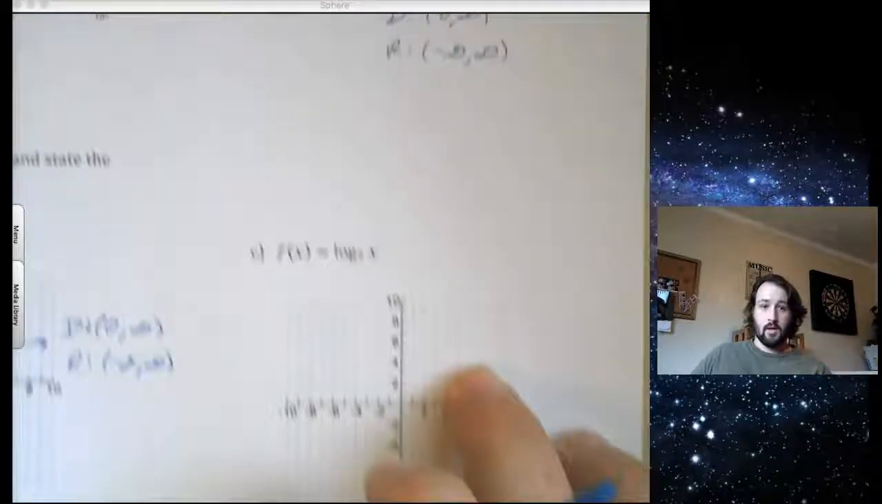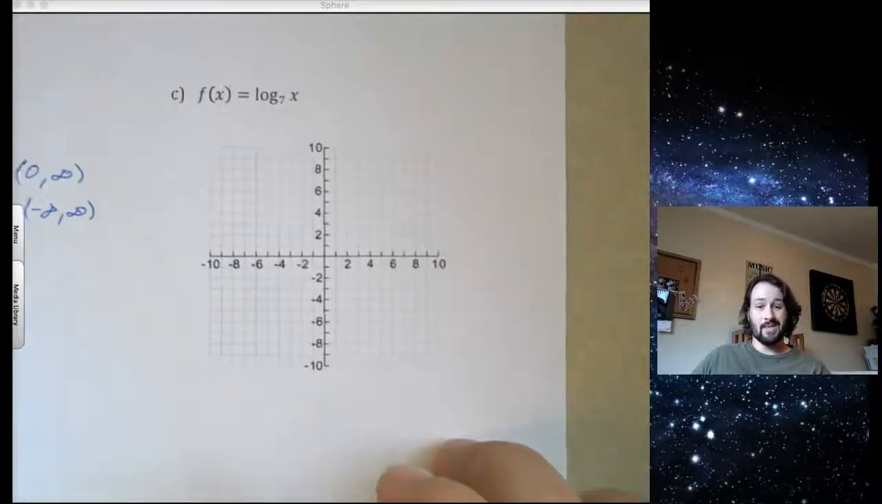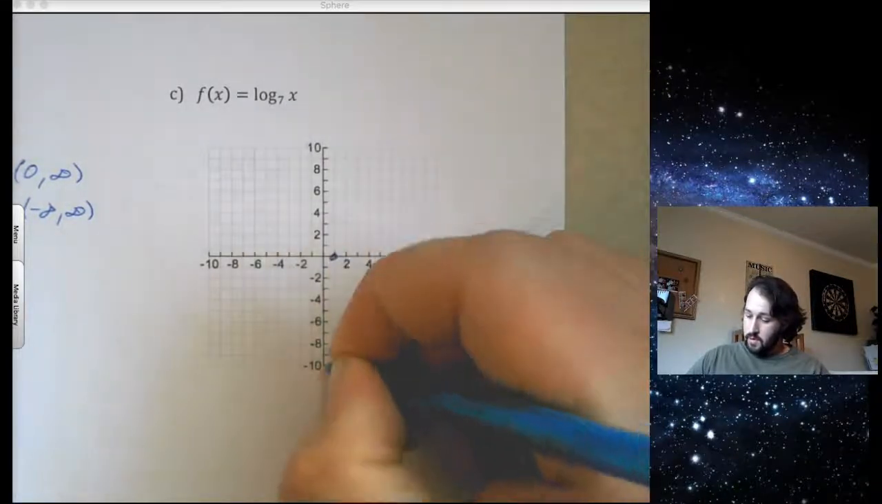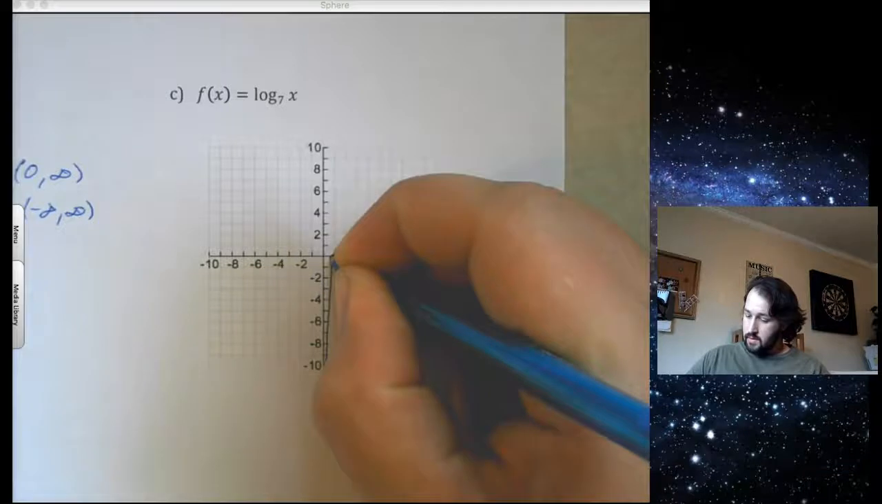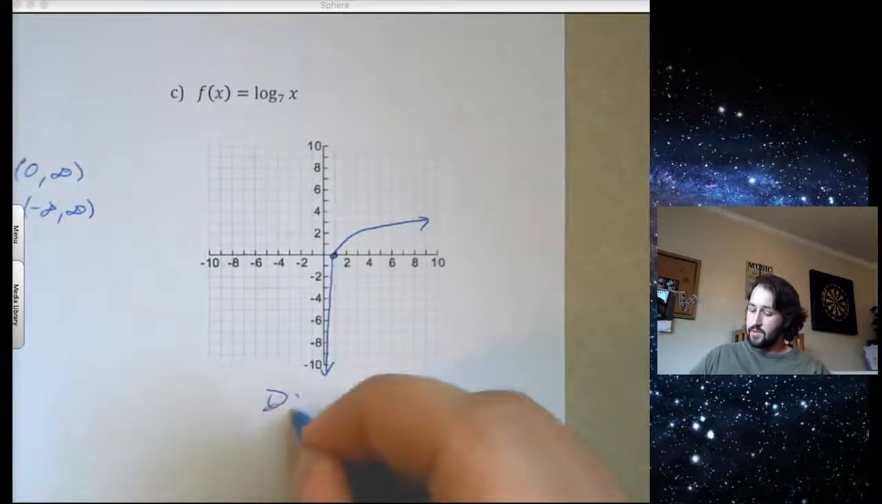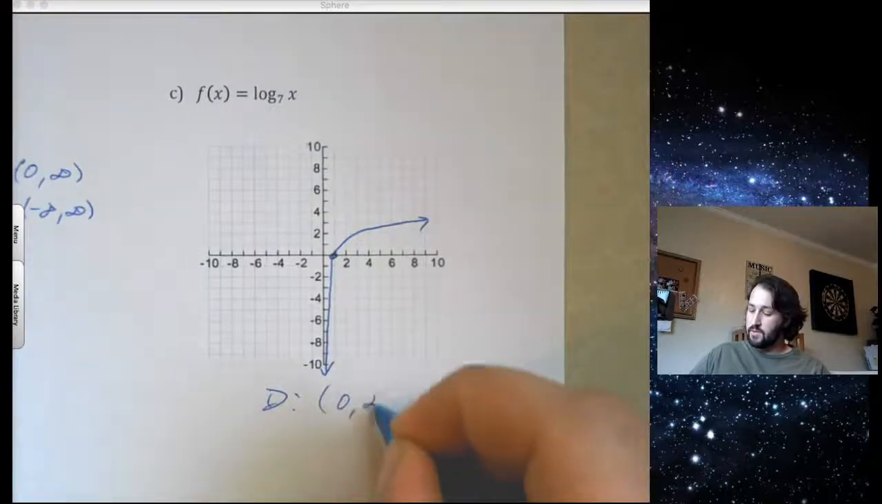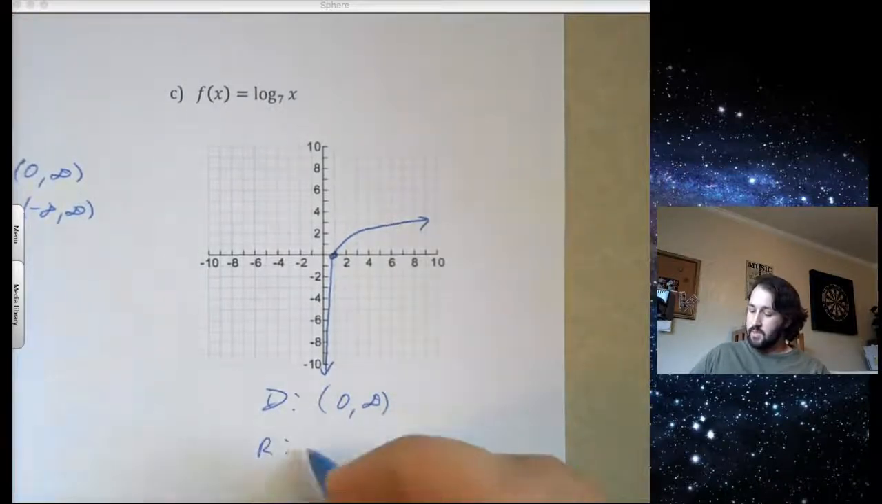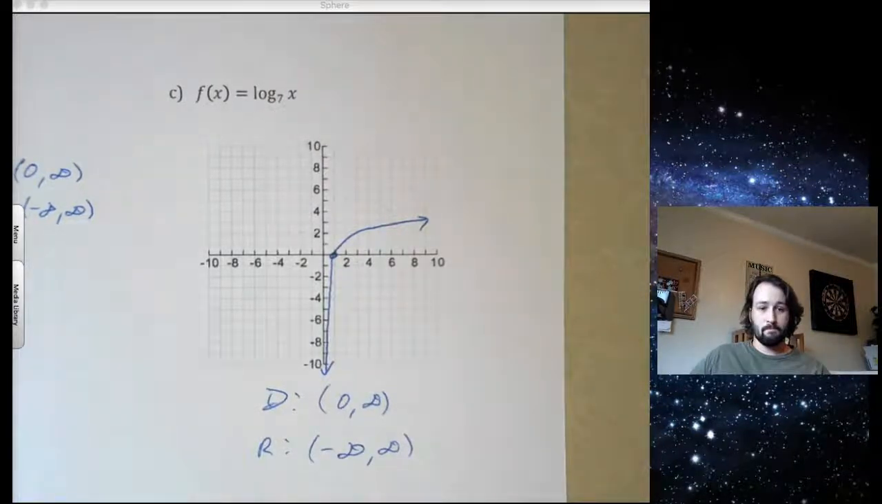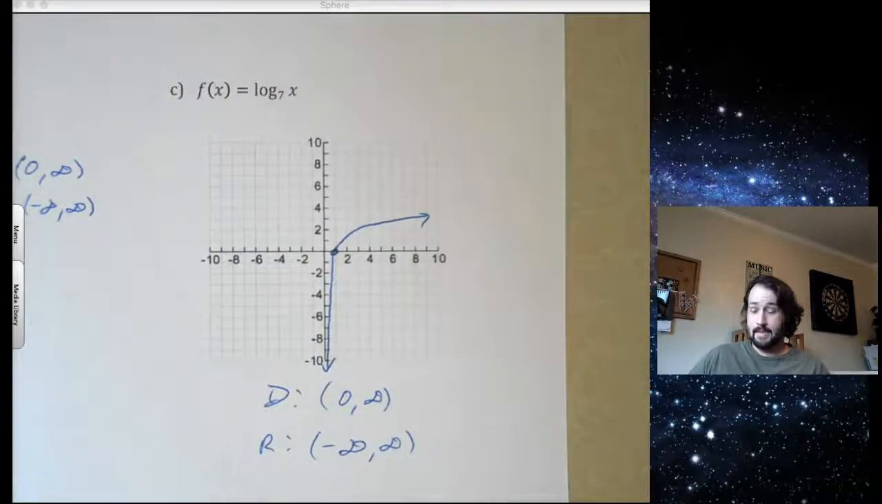Cool. All right. Here I notice the base is greater than 1, so I know it's going to be growth. So I'm going to increase as this graph goes on forever and ever. For the domain, it gets closer to your vertical asymptote, so from 0 to infinity. The range goes up and down forever, so from negative infinity to infinity. All right, that's really it.